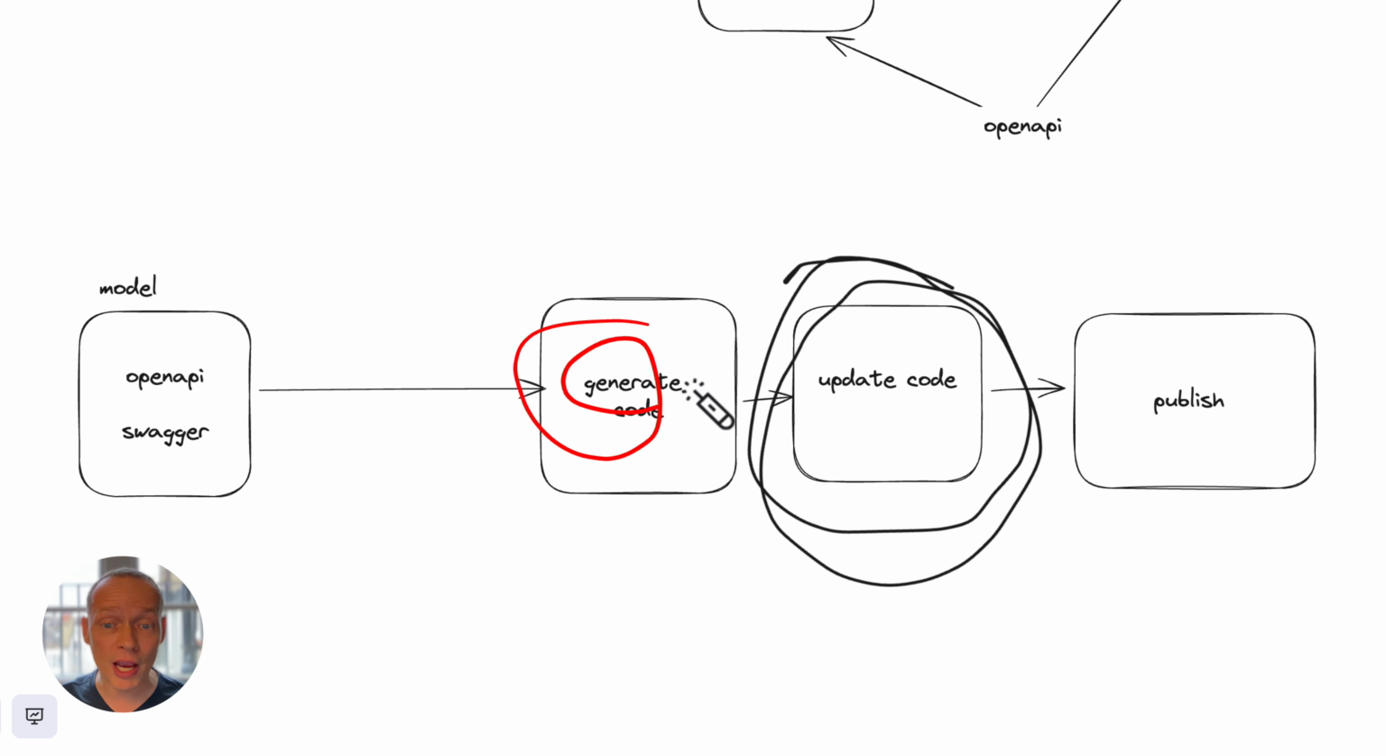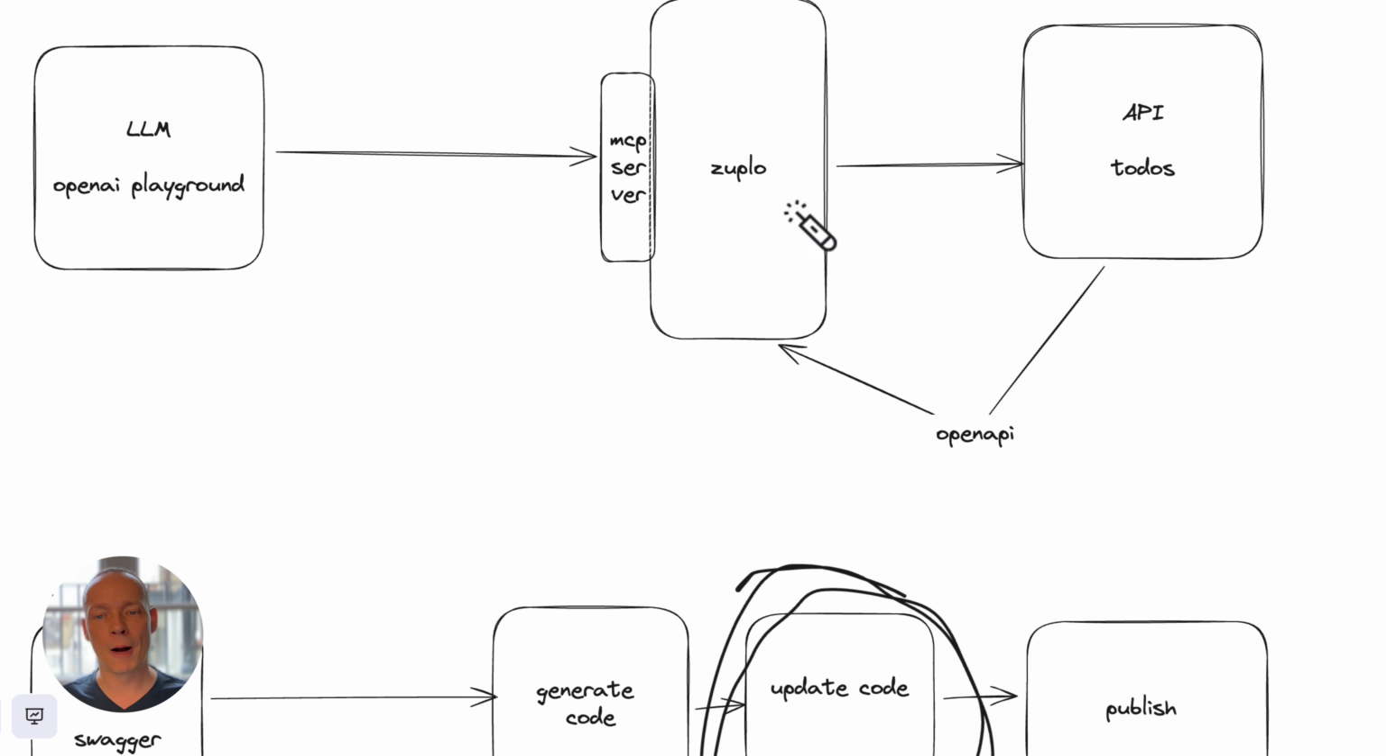Maybe MCP changed, which is happening a lot. This is a very fast-moving standard. And there's a bug found in the implementation you used. You need to generate that code again. You're back to updating this code. It's not re-entrant. Zuplo takes a very different approach to this.